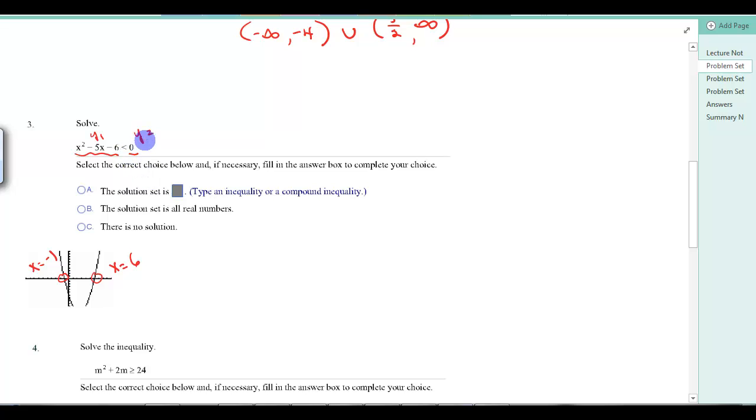We're talking about below, so we know that's this, and that did connect down there. And so we have from what to what? From -1 to 6. It does say type in inequality, so that's not the interval notation. So we have that x is between -1 and 6, and that would be our solution.